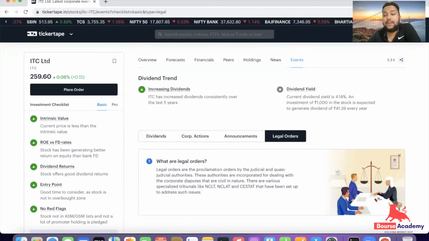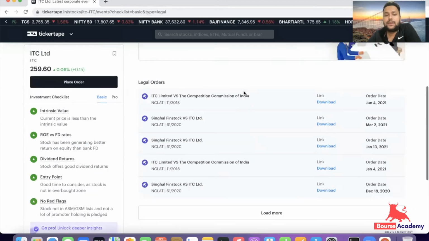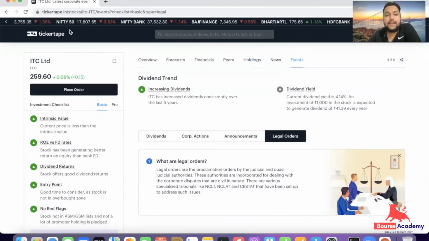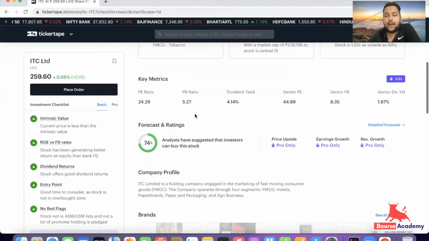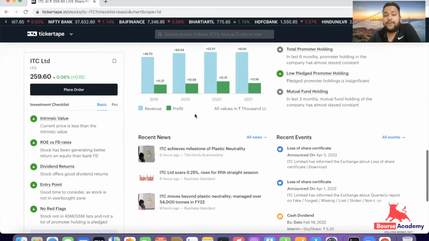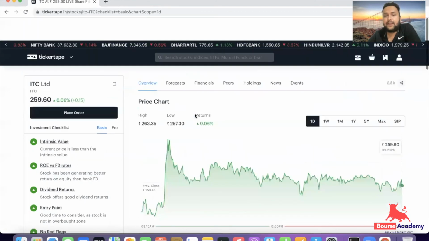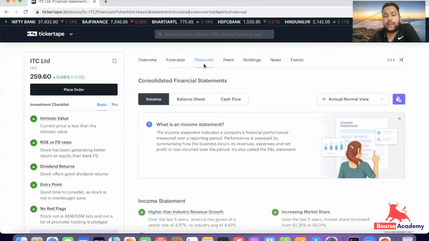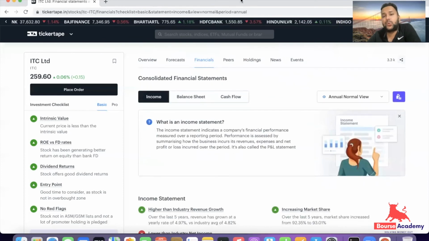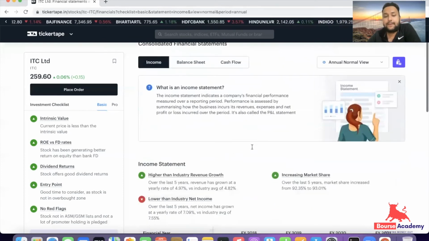Tickertape is a company. I am not doing any branding, but still what I wanted to showcase to all of you is a platform where we can get all this information in just a mere click. So you can clearly see this is how the current story of a basic share of ITC is looking like. The final thing I wanted to showcase to all of you is the balance sheet.